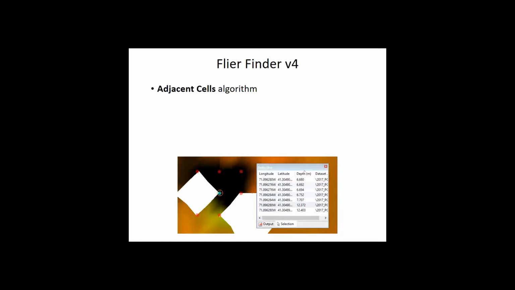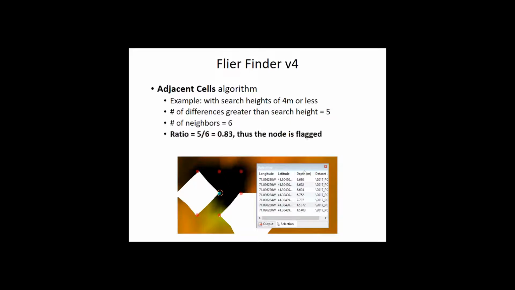So here's this next example where it starts to get a little tricky because there's not just one anomalous node, but there's 2. There's 2 deep flyers that are like 12.3, 12.4 meters deep. And the other thing that's tricky about it is that there's some data gaps there. There's less than 8 neighbors. So in this case, if you have a search height of 4 meters or less, then the number of differences that are significant is tallied up, and that's 5. But you only have 6 neighbors there because of the data gaps. So the ratio there, 5 divided by 6 is 0.83, which is greater than that 0.8. So this node would still get flagged.